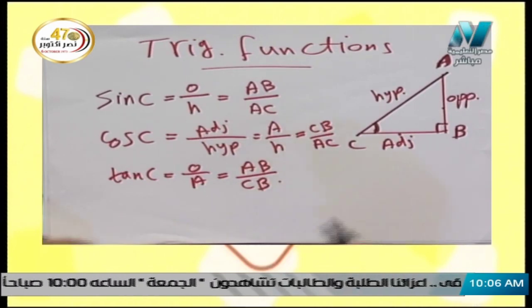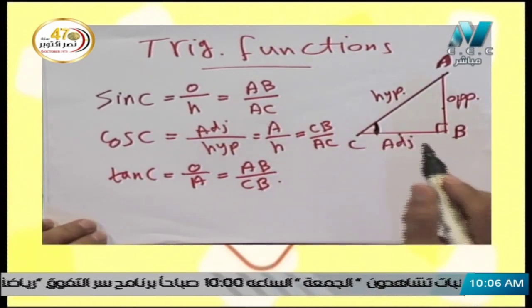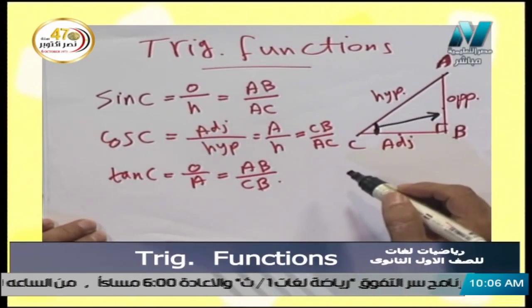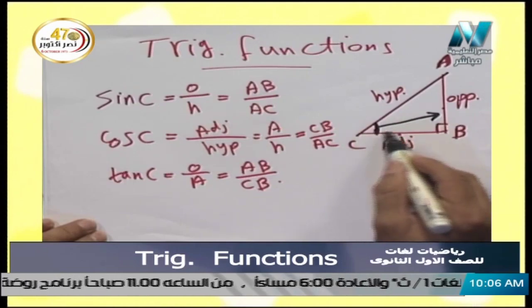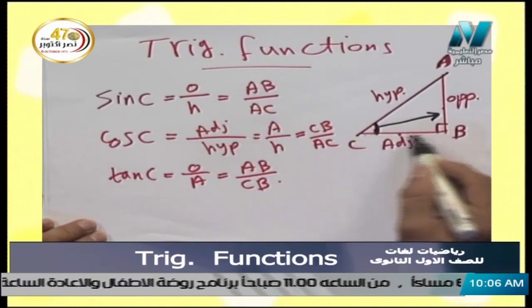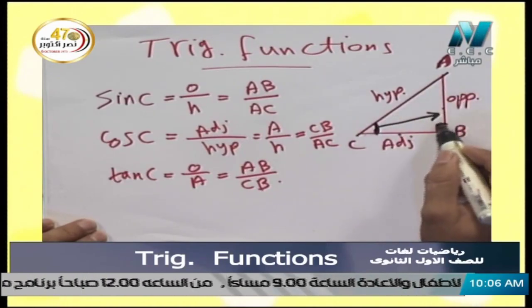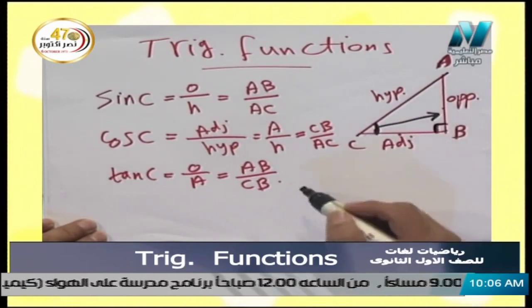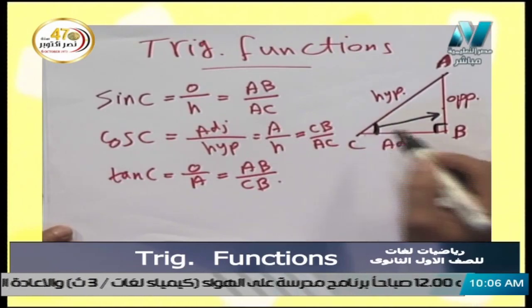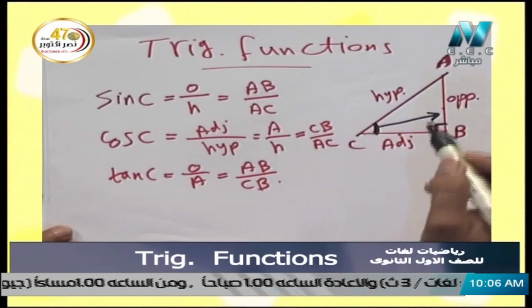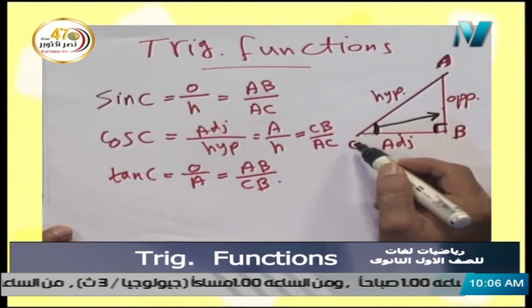Some of you can ask what is the opposite, what is the adjacent, and what is the hypotenuse. If we have an angle C, then the side opposite to it we call the opposite side, the adjacent is the side beside the angle C, and the hypotenuse is the side opposite to the right angle. So for C, its opposite is AB, its adjacent side is CB, and the hypotenuse side is AC.